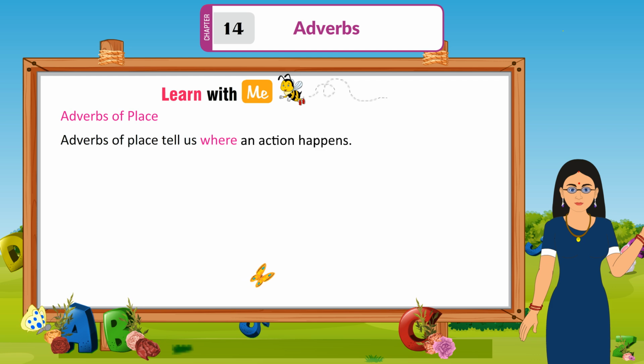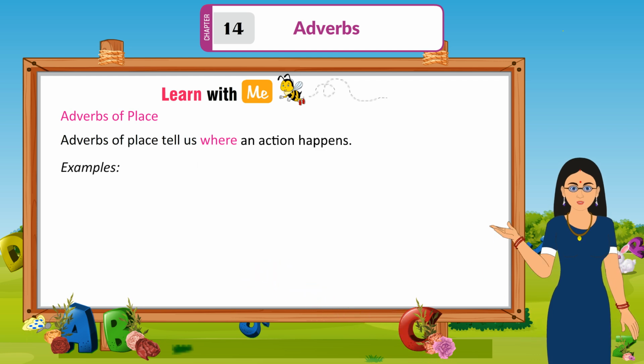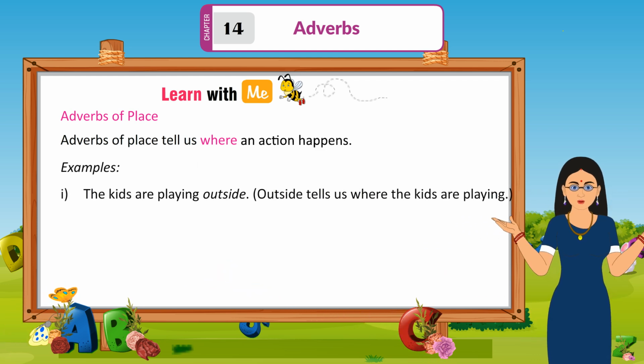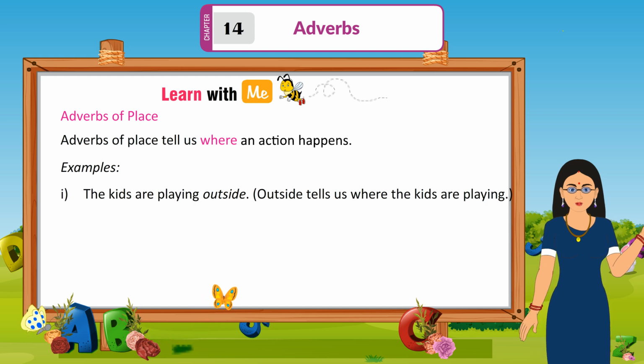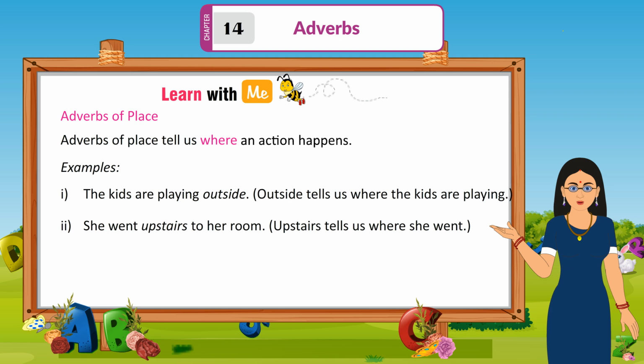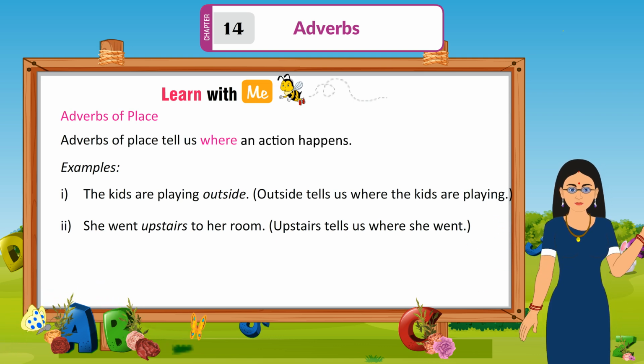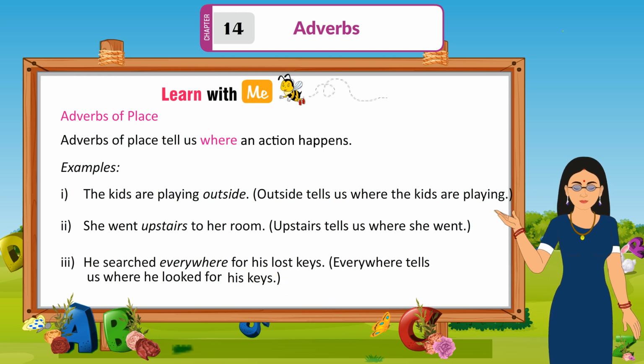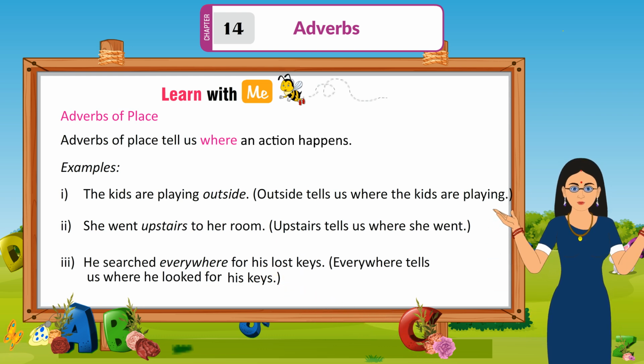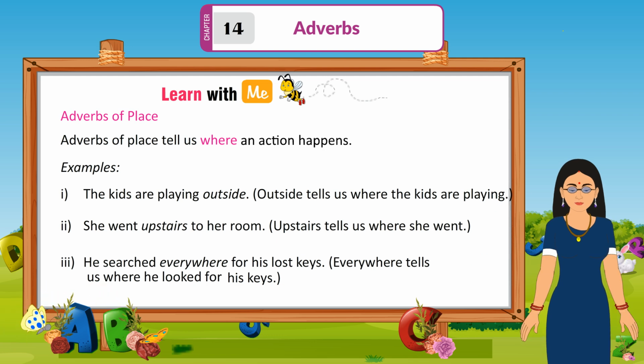Adverbs of place tell us where an action happens. Examples, the kids are playing outside. Outside tells us where the kids are playing. She went upstairs to her room. Upstairs tells us where she went. He searched everywhere for his lost keys. Everywhere tells us where he looked for his keys.